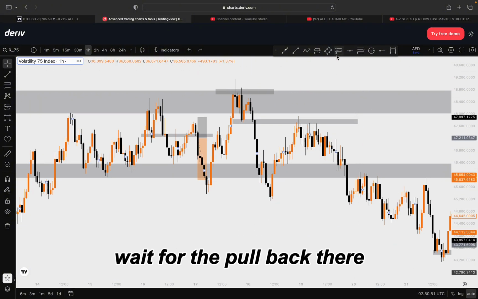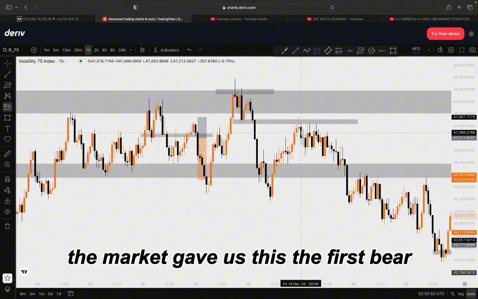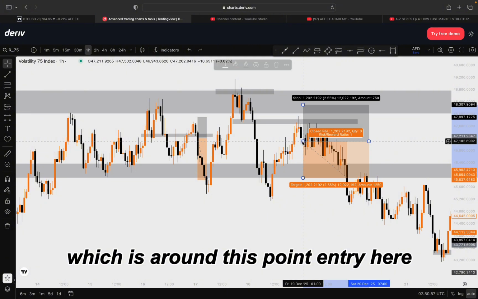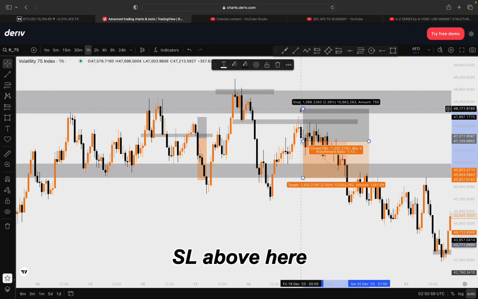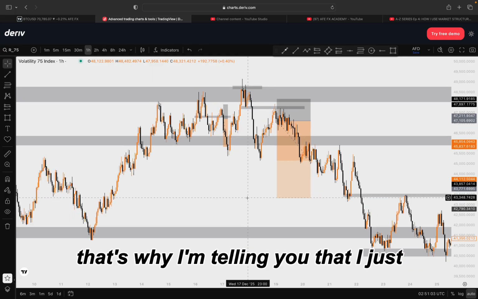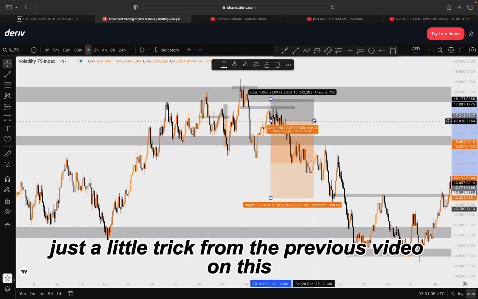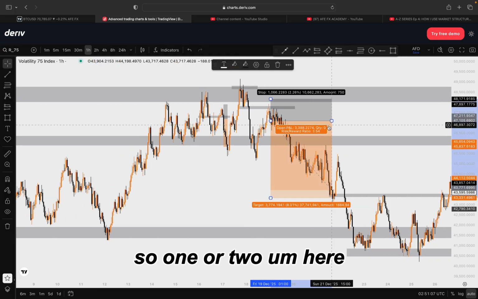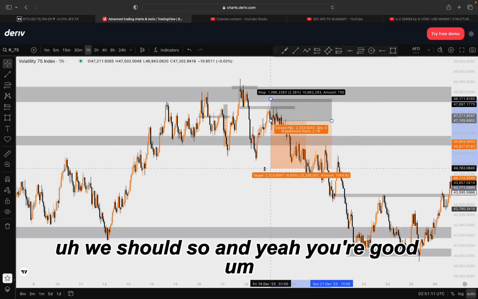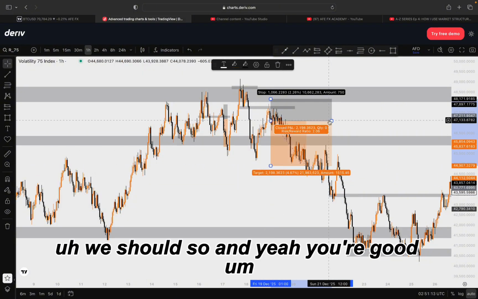So make use of this point as the neckline. You wait for the pullback there. The market gave us this, the first bearish candle, the next that closed below it, which is around this point. Entry here, SL above here. If you notice, the way I'm putting my SL on this is looking different. That's the little trick from the previous video. So 1:2 here, and yeah, you're good.